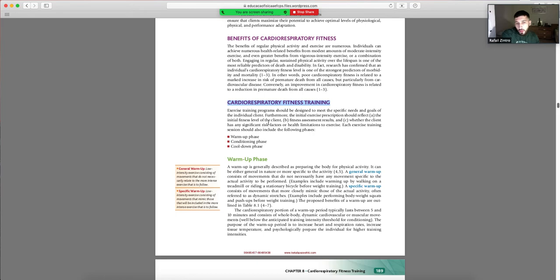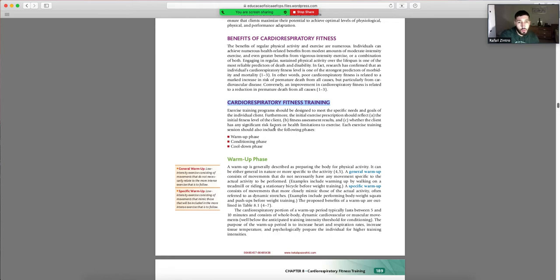Exercise training programs should be designed to meet the specific needs and goals of the individual client. Furthermore, the initial exercise prescription should reflect A, the initial fitness level of the client, B, fitness assessment results, and C, whether the client has any significant risk factors or health limitations to exercise.